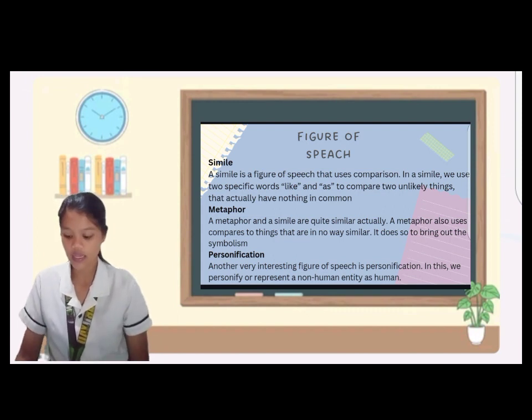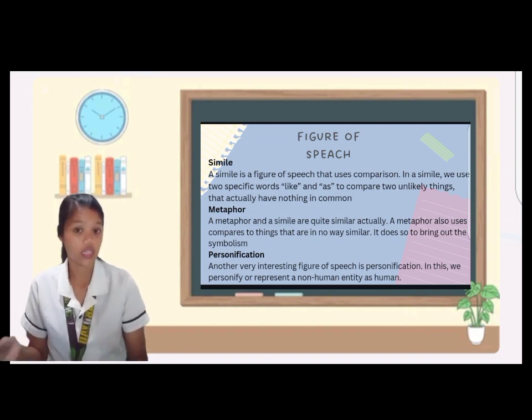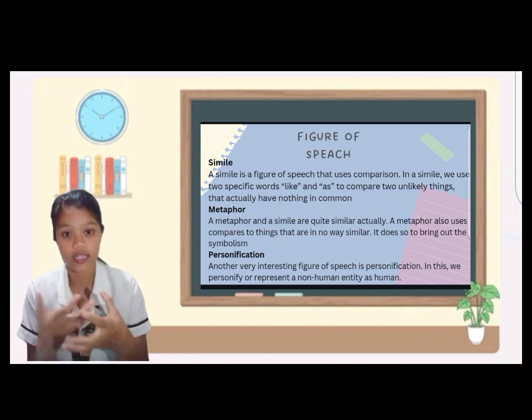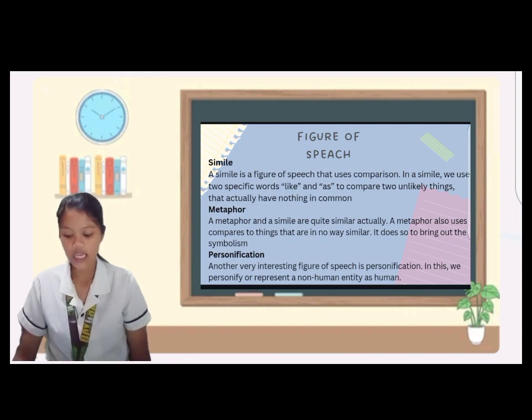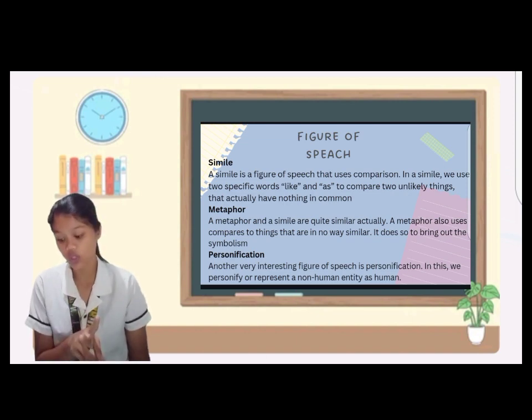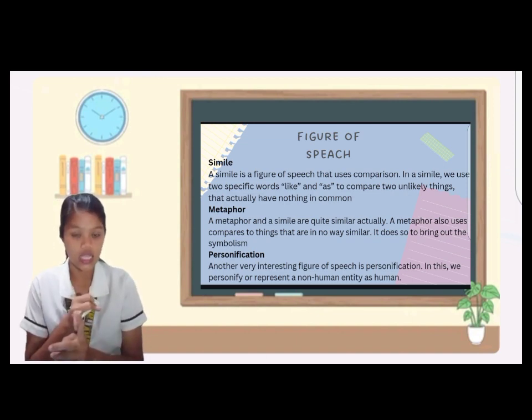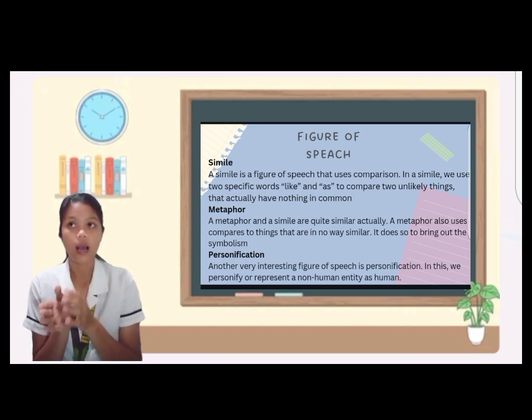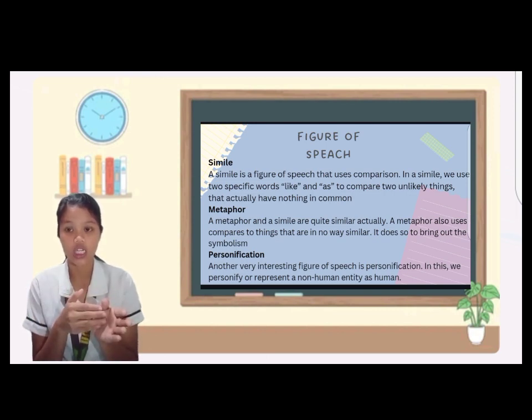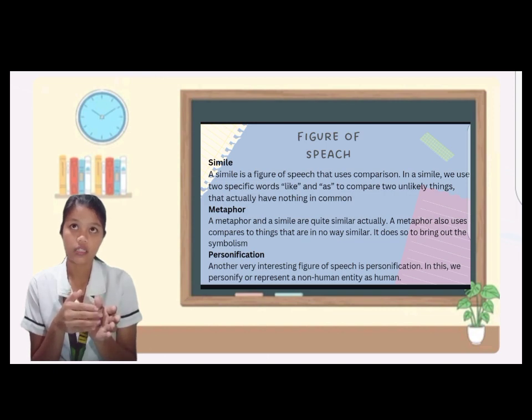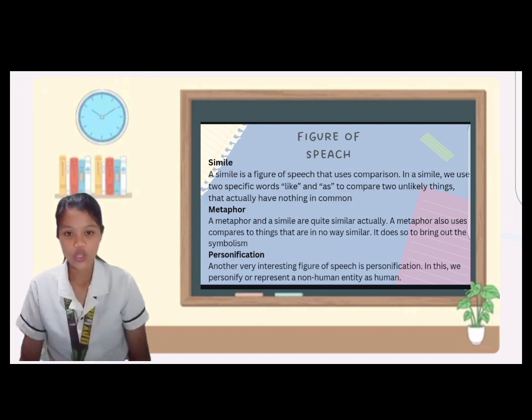Okay, so first, simile. So what is a simile? A simile is a figure of speech that uses comparison. So it compares, for example, comparison. In a simile, we use 2 specific words. What are those? Like and as. For example, Teacher Charmaine is like a butterfly, like that. You are comparing like us.